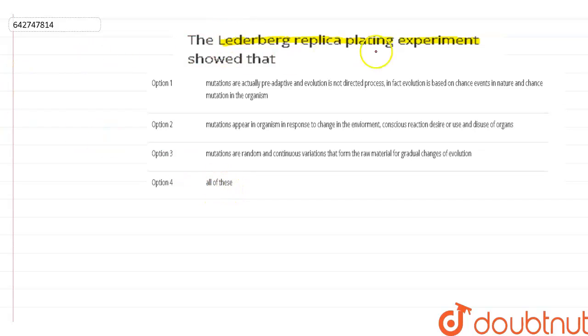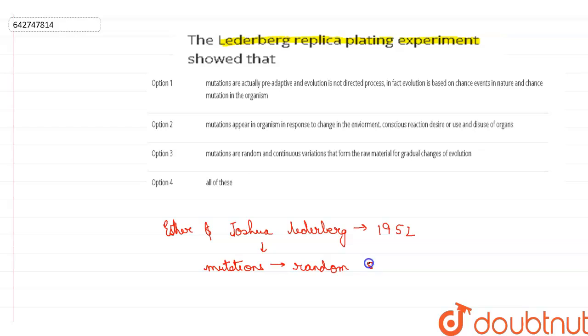So if we talk about this Lederberg replica plating experiment, it was done by Esther and Joshua Lederberg in the year 1952. What they showed by this experiment is that mutations are random and they are not directed. So they showed that mutations are random and non-directed. That means they can happen in any individual and it is not compulsory that they may be transferable from one generation to another. So they are random and non-directed.